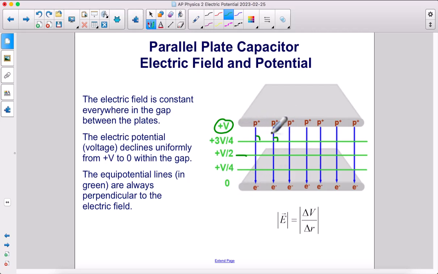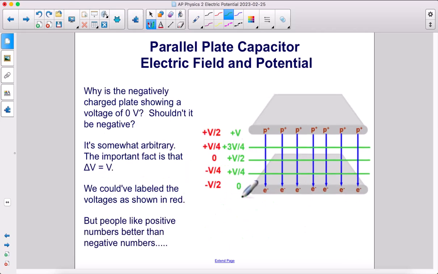A good way to visualize this is to imagine the top plate being the top of a hill, and the negative plate is the bottom of the hill. So if you placed a positive charge here, it would roll downhill to the negative plate. Now, just because the positive plate is on top here doesn't mean that you can't have a capacitor with positive charges on the bottom and negative charges on top, in which case this would be the top of the hill, and then positive charges would roll down the hill towards the negative plate.